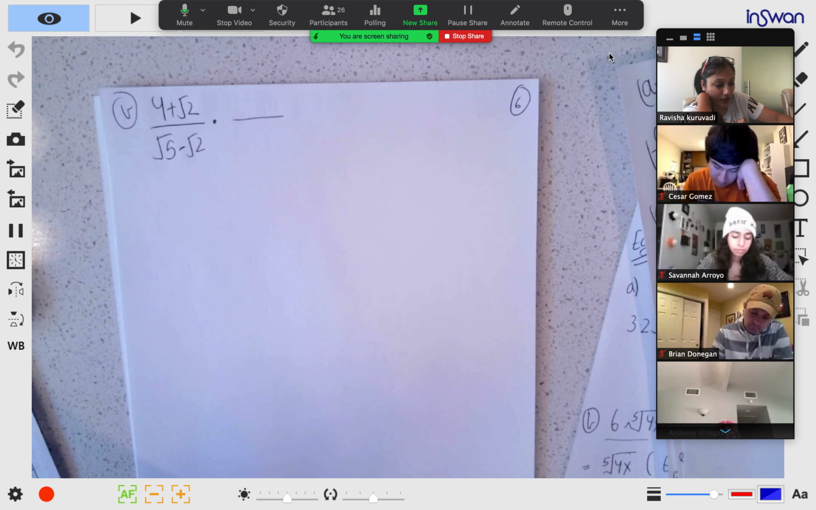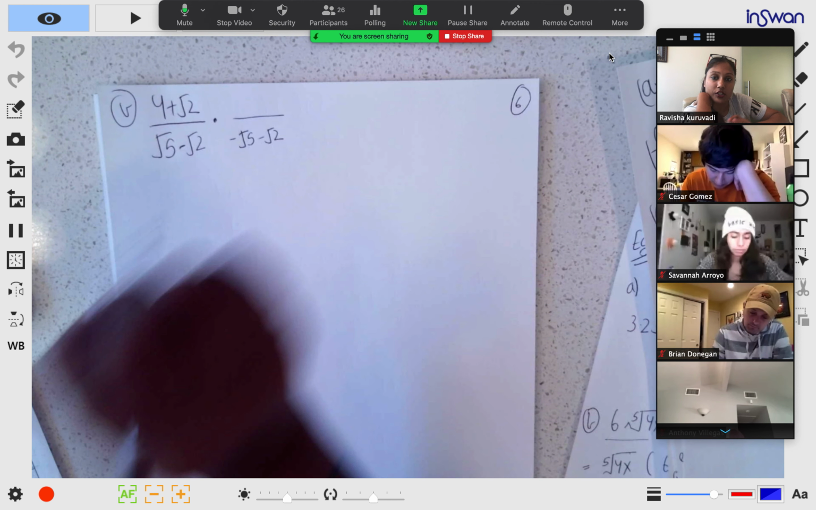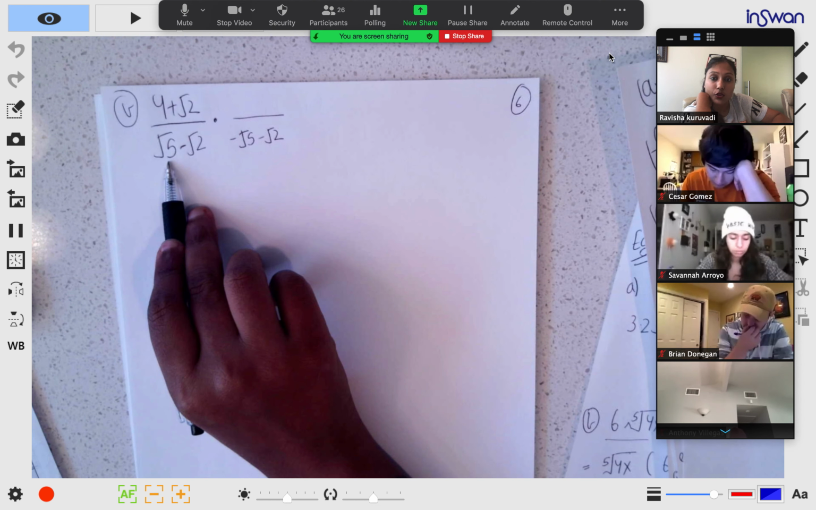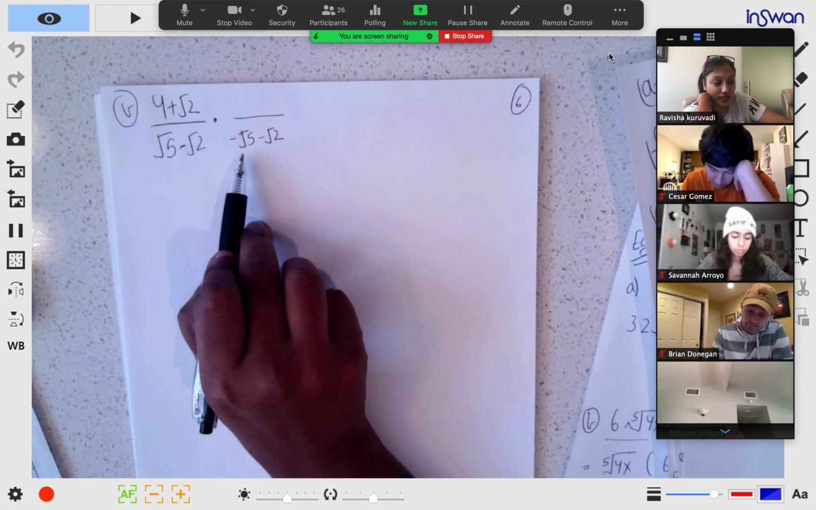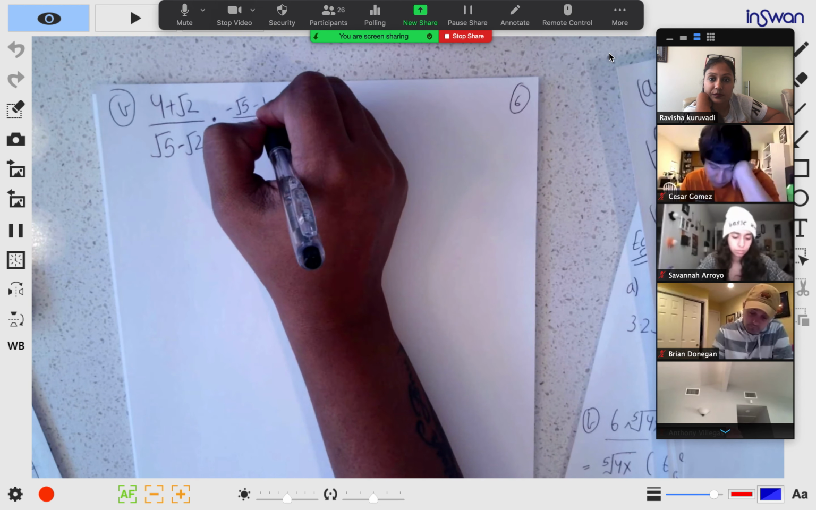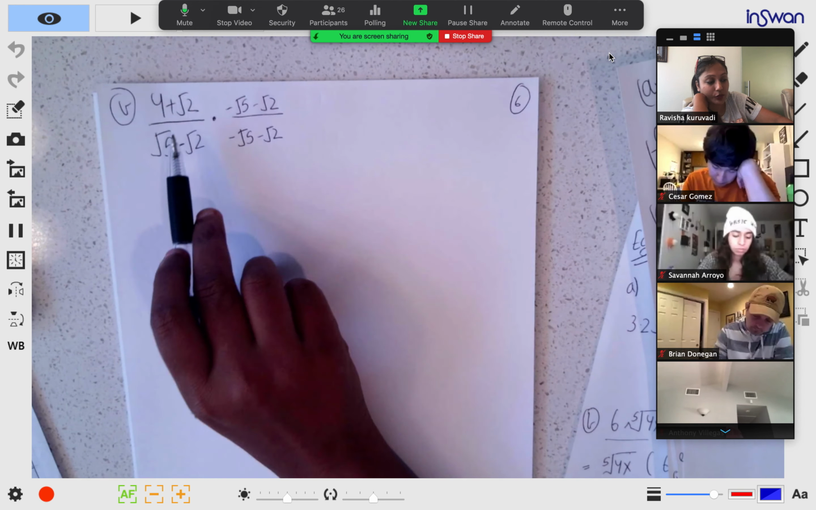Root 5. Okay, it was positive, so I make it negative and the other one remains negative. It's up to you which one you want to do. You said root 5, so I change the sign of root 5. Root 2 remains as it is. I'm going to multiply and divide with the same thing. In the numerator, use the FOIL method and tell me what you get.